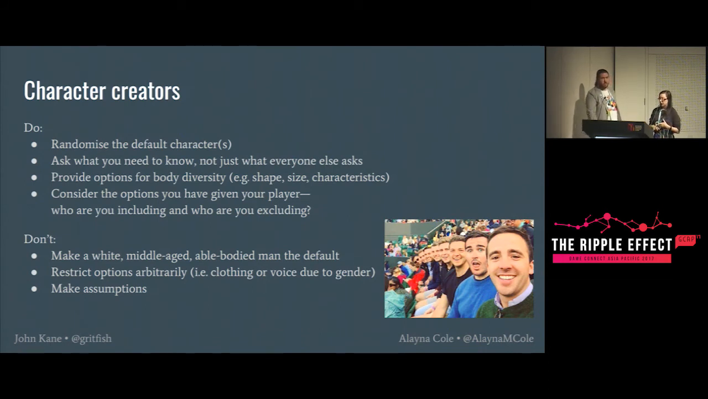Don't make a white middle-aged able-bodied man the default. It also extends to cis and neurotypical and all of the different things. Don't make the default character everything that society tells us is normal. Don't do that. Don't restrict options arbitrarily, so don't make it so that, okay, you chose this option, so now you only get these voice options, or you chose X, so now you only get this clothing, or whatever. There's often no reason for that.